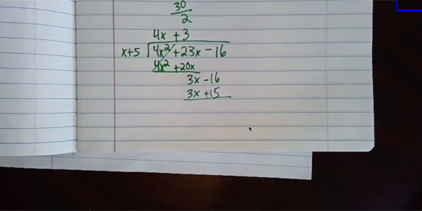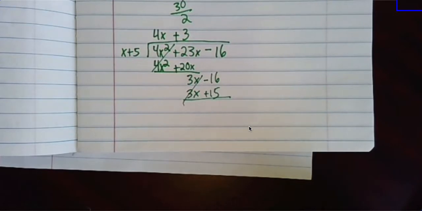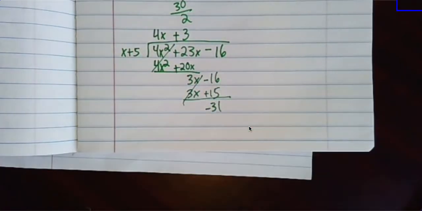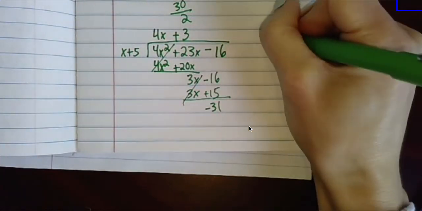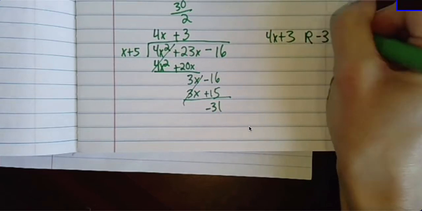But we're subtracting, remember. So be careful. 3x minus 3x goes away. What is negative 16 minus 15? Because we're subtracting. Negative 31. So your quotient is 4x plus 3 with a remainder of negative 31. And they write it like this: 4x plus 3, remainder negative 31.